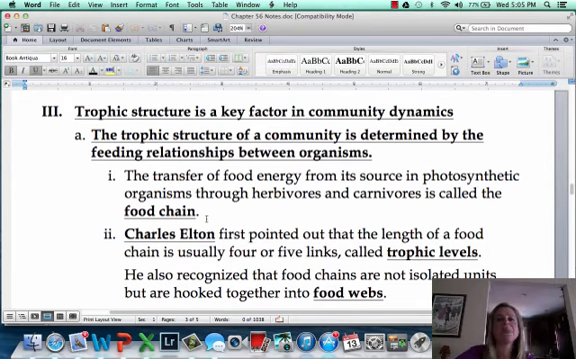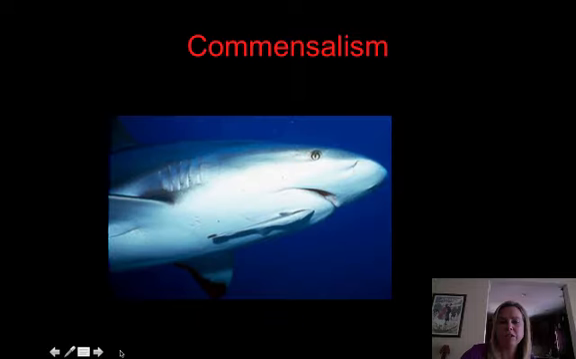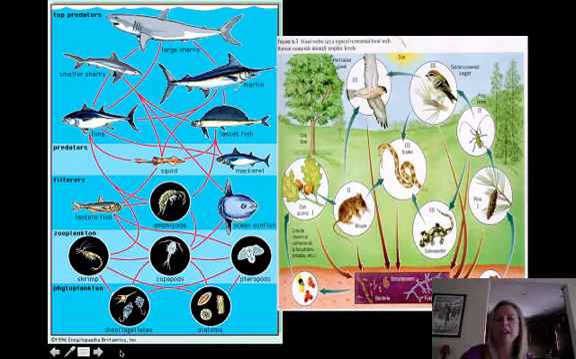So now we're going to talk about trophic structure and food webs and food chains and that type of thing. So you're familiar with the food chain at this point in your academic career, right? You've got your producers at the bottom, and then consumers are going to eat those, and something's going to eat them, and that's called the food chain. I've got pictures of food chains right here.